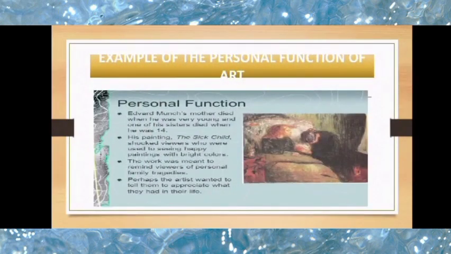An example of the personal function of art. This artwork was by Edvard Munch. His mother died when he was very young, and one of his sisters died when he was 14. His painting, entitled The Sick Child, shocked viewers who were used to seeing happy paintings with bright colors. The work was meant to remind viewers of personal family tragedies. Perhaps the artist wanted to tell them to appreciate what they had in their life. This painting was based on his experience or on the feelings inside him.